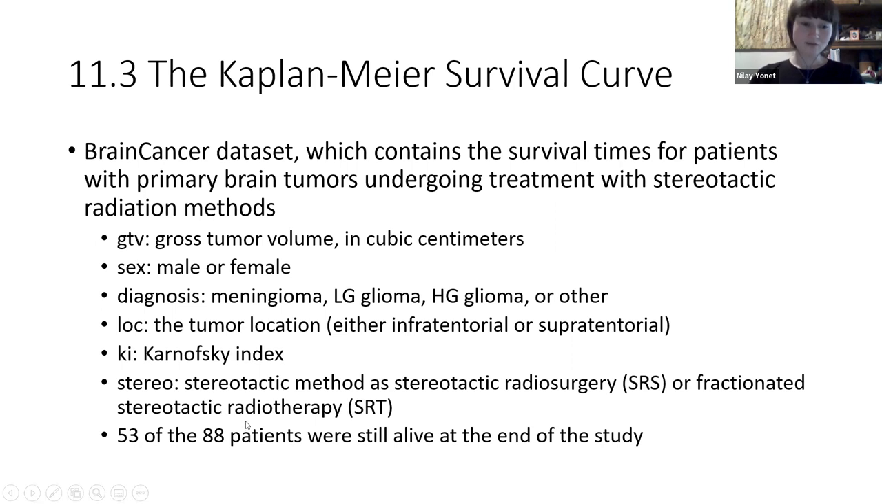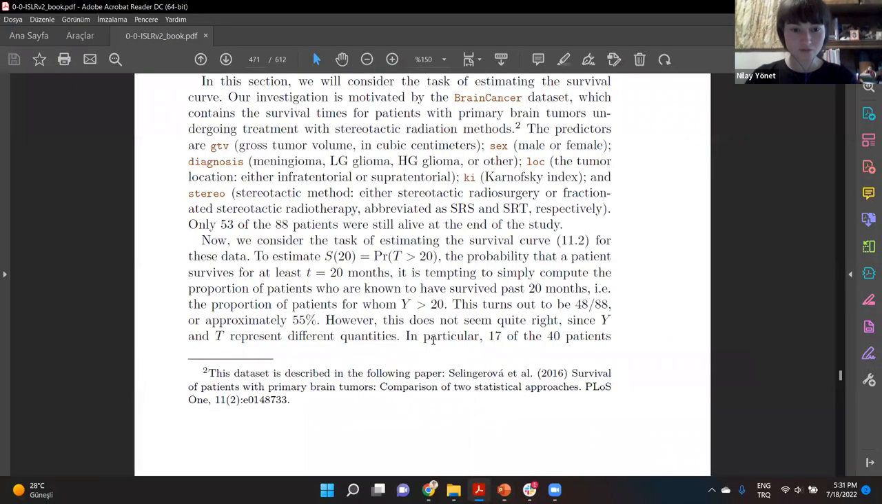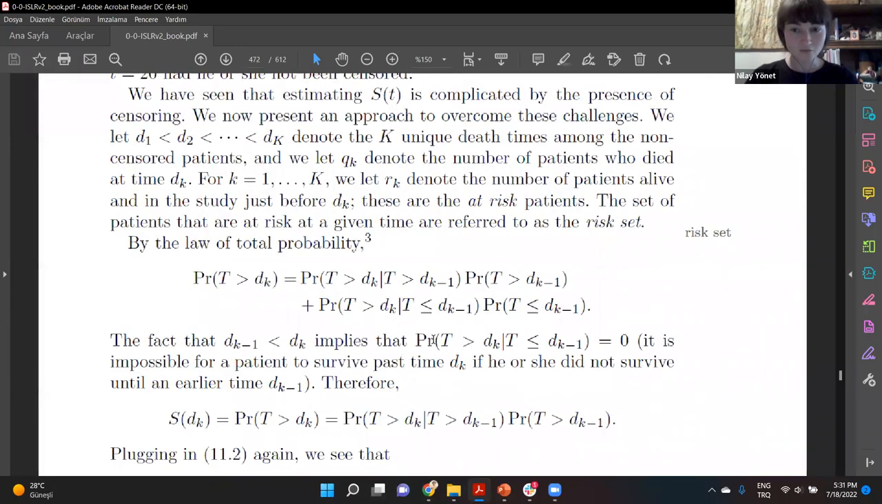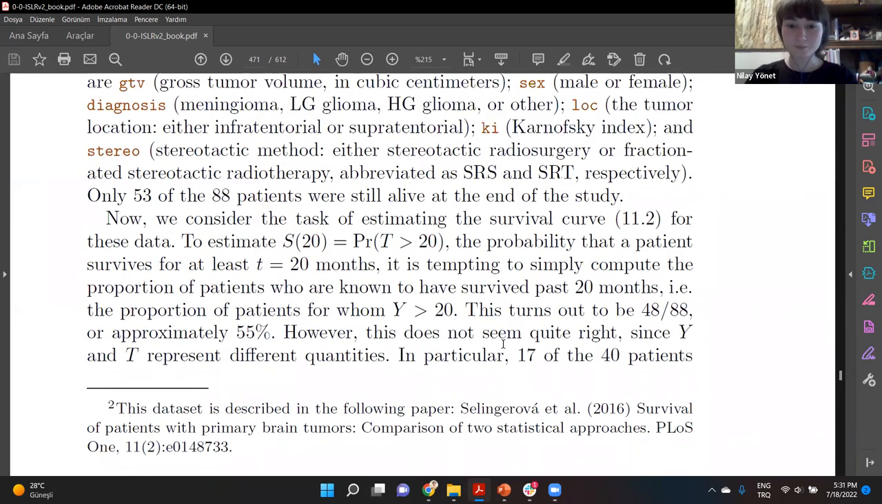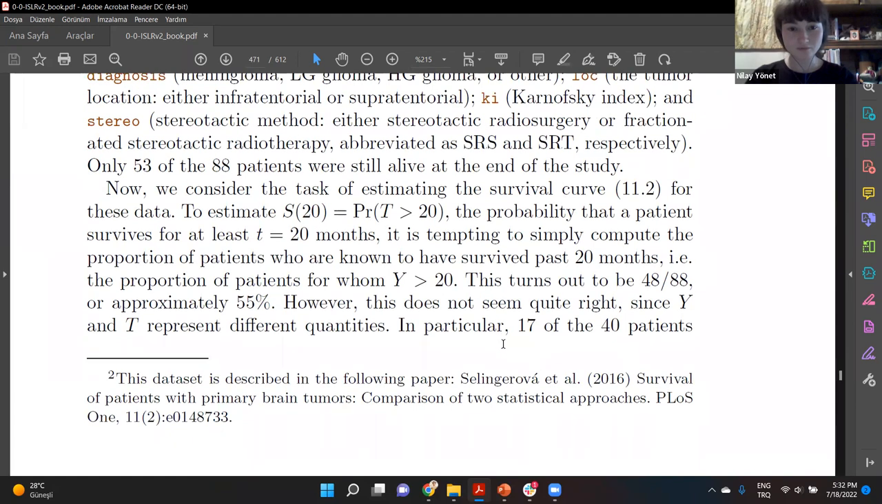And according to the example, at the end of the study, 53 of the 88 patients were still alive. So from now on, I would like to check the book, because after here, we will have some formulas, and I just did not want to copy them. So maybe we can use the book here and we can follow the example here.